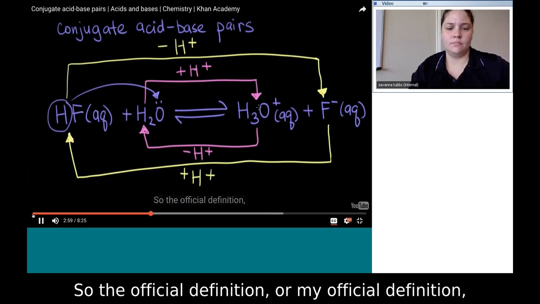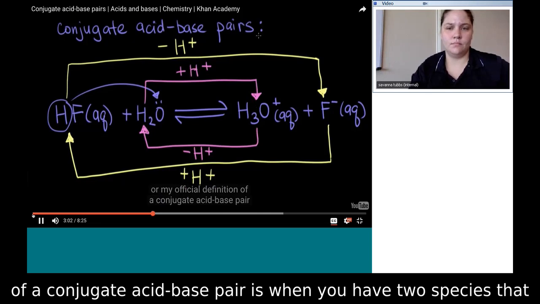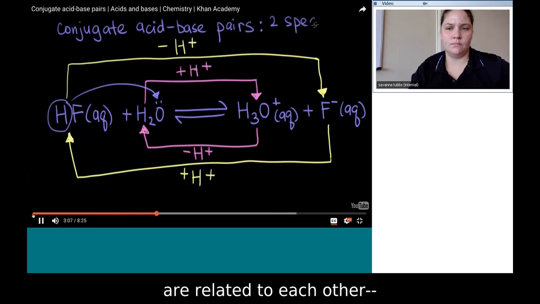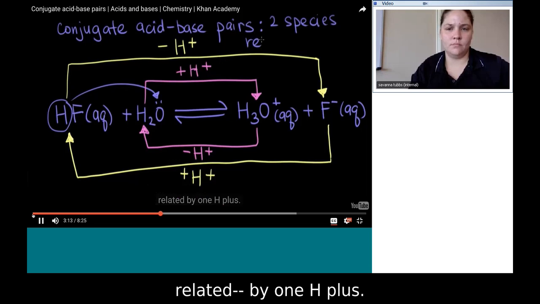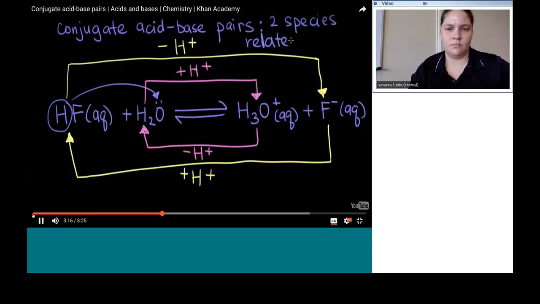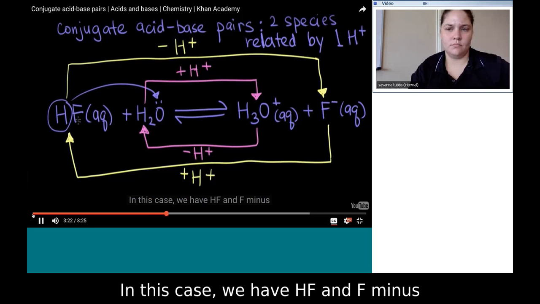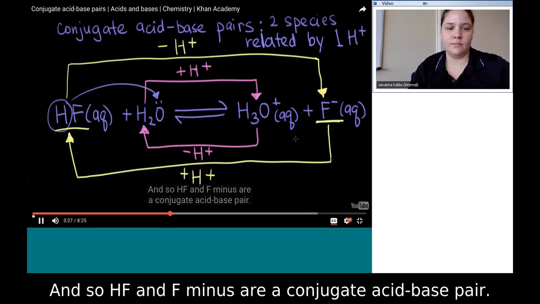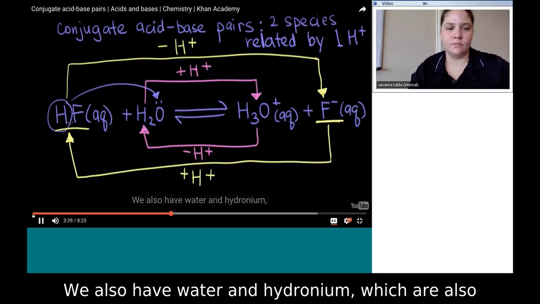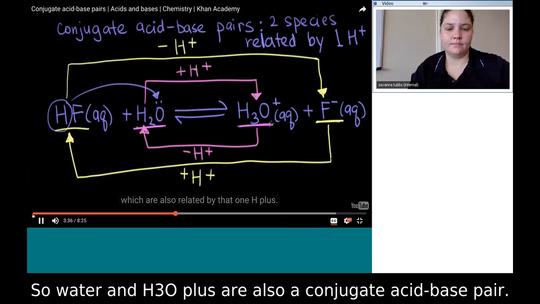The official definition of a conjugate acid-base pair is when you have two species that are related to each other by one H plus. In this case, we have HF and F minus that are related by that one H plus, and so HF and F minus are a conjugate acid-base pair. We also have water and hydronium, which are also related by that one H plus, so water and H3O plus are also a conjugate acid-base pair.